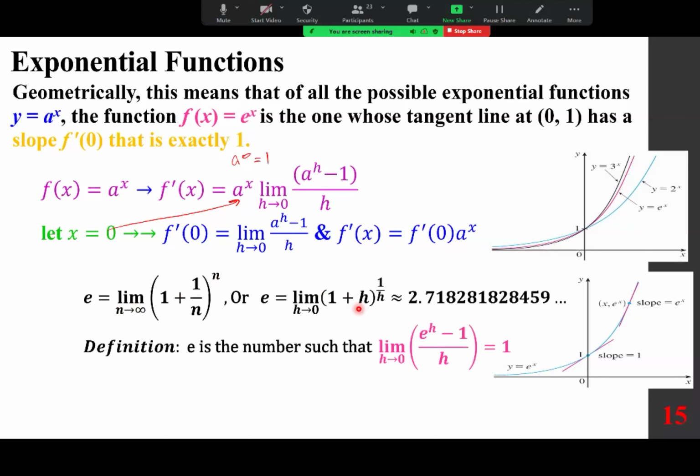And of course, it means it's not missing. It's just like pi is an irrational number, 2.7182, and it continues indefinitely. And here's the definition we just proved. e is a number such that the limit of e to the power of h minus 1 over h as h approaches 0 equals 1.